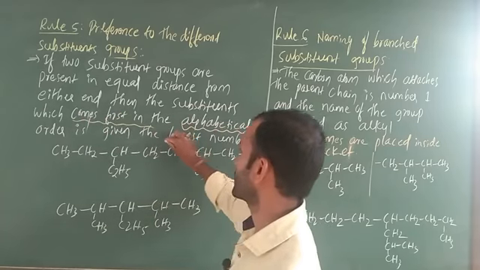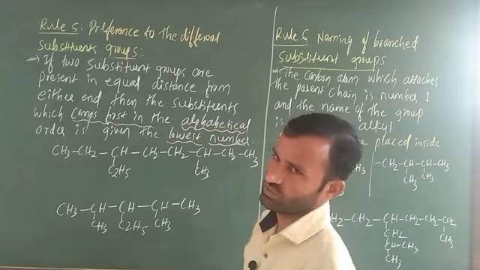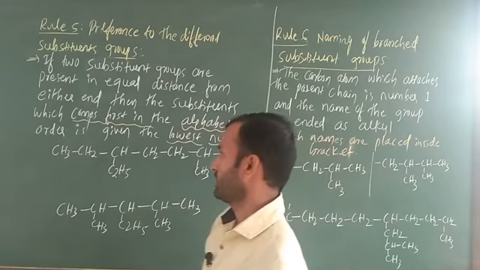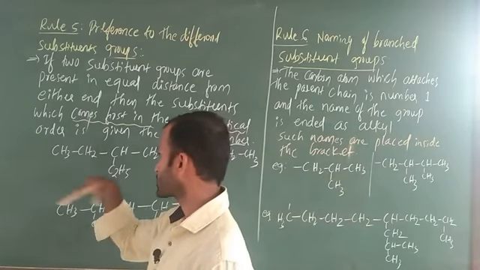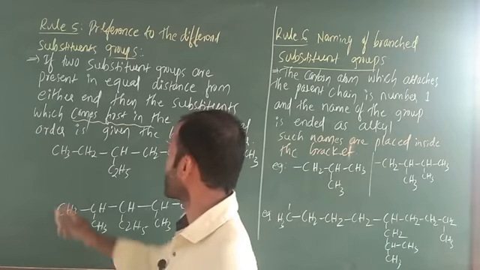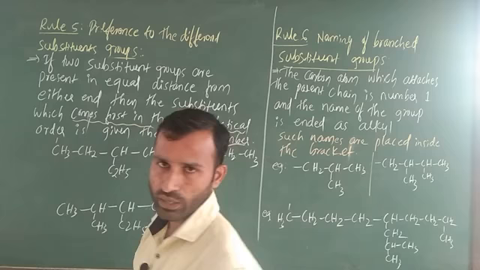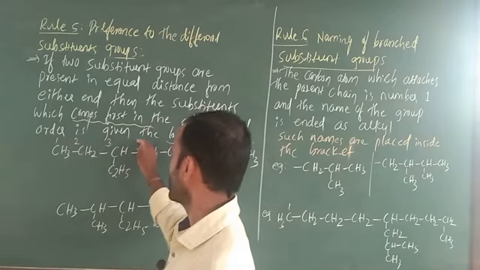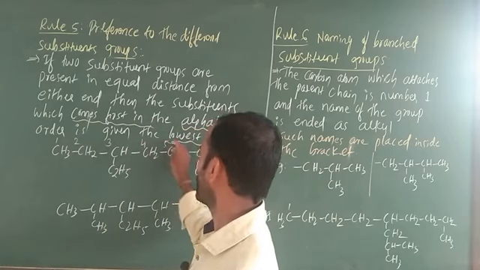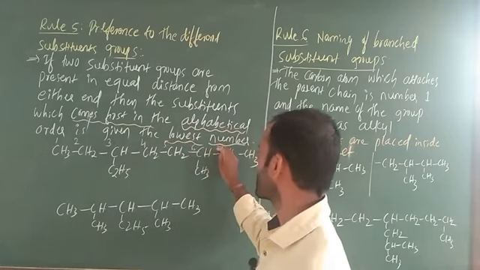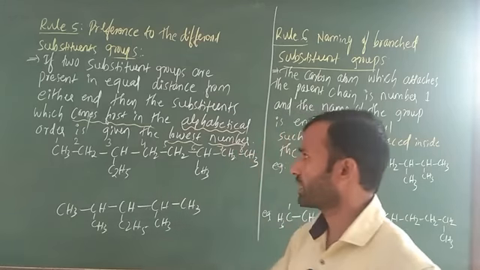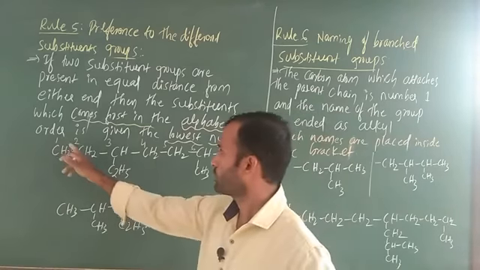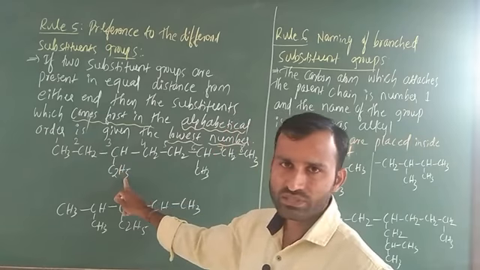Alphabetical order indicates the lowest number. Okay. Just see here. If you start from here, this is carbon number 1 I am going to consider. This is carbon number 2. This is 3, 4, 5, next 6, 7, 8. Okay. This is 1, 2, 3. The third position is having a substituent group.